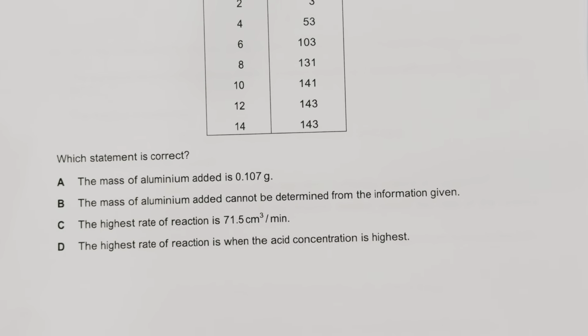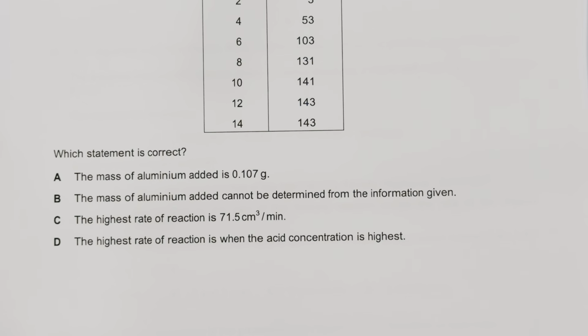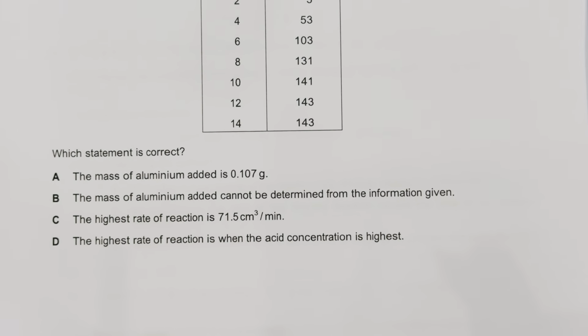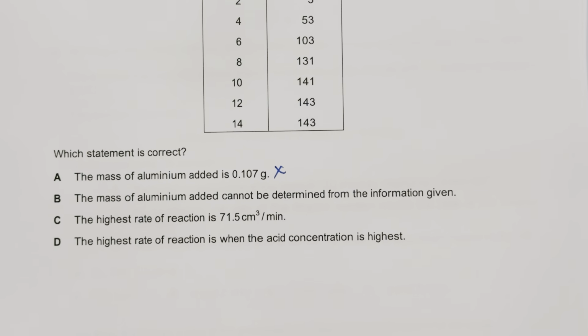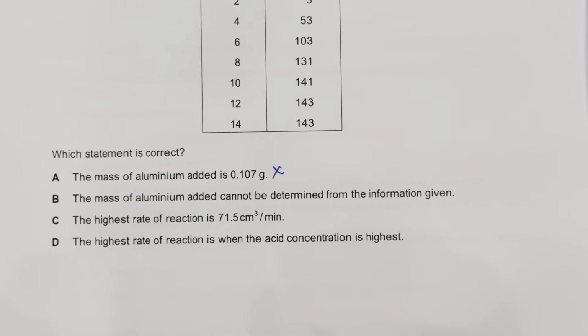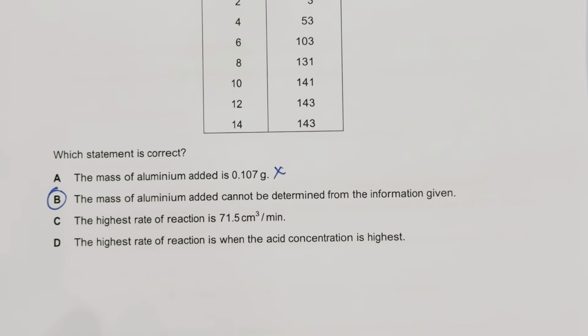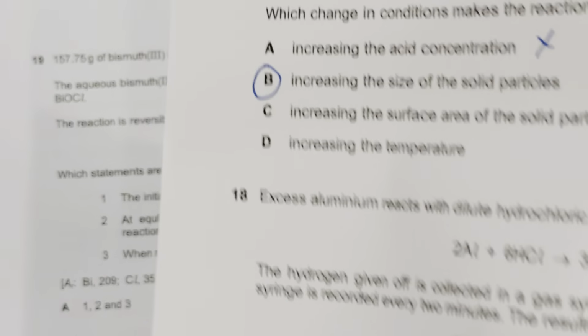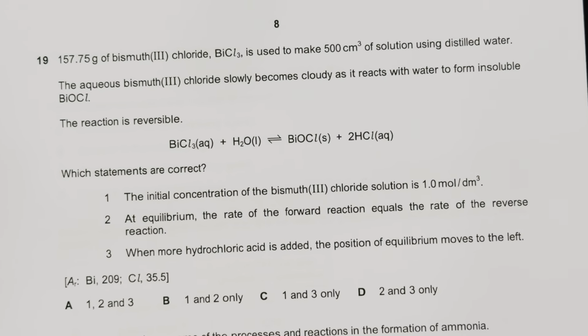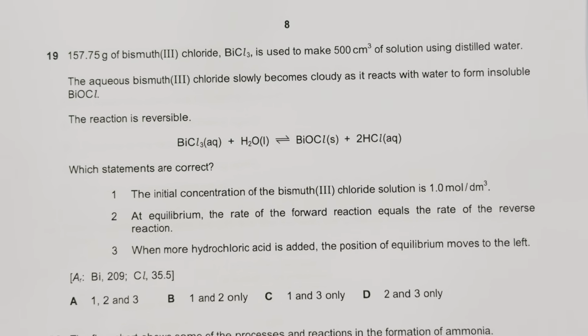This statement is correct: the mass of aluminium added is 0.17. We cannot calculate the mass from the given information. The mass of aluminium cannot be determined from the information given. This is the correct option. Moving to question number 19.